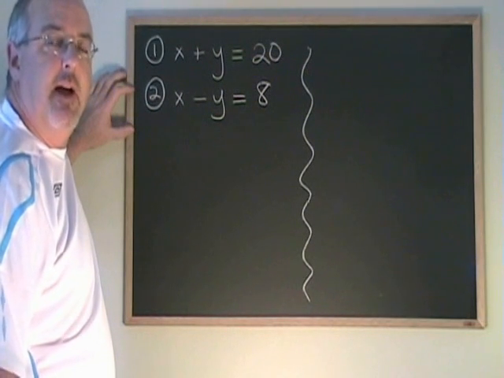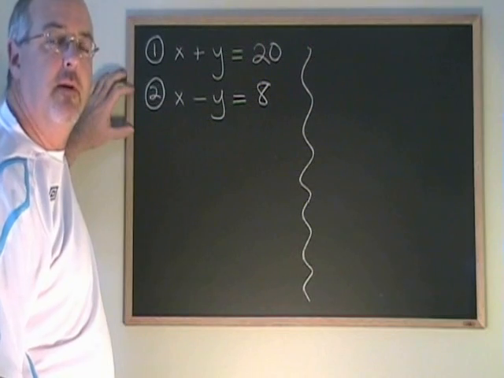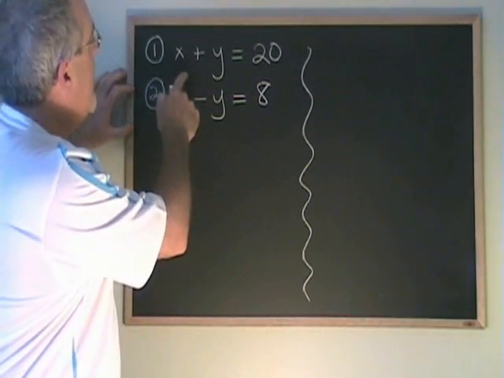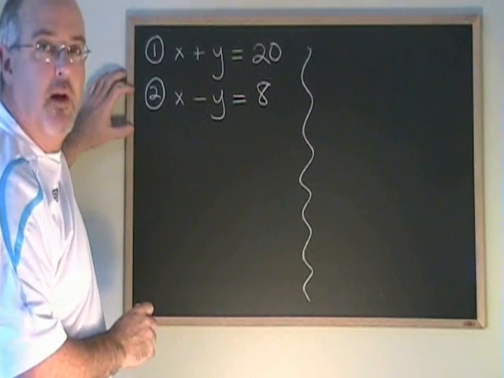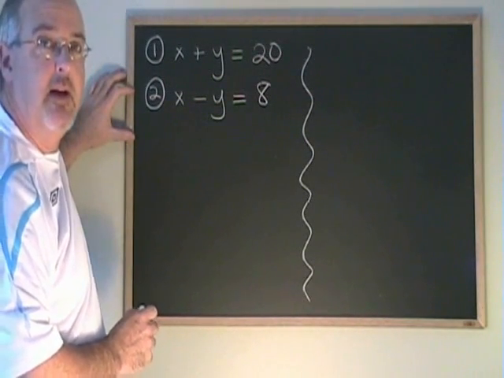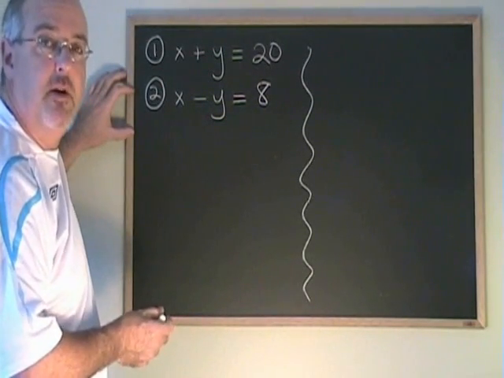Elimination is an algebra method that we use to find the point of intersection of two straight lines. We have equation 1, x plus y equals 20, and equation 2, x minus y equals 8. This is a very simple example that makes it easy to see how elimination works.